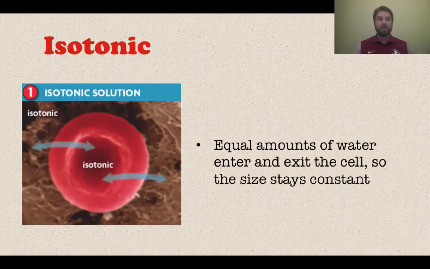Let's look at what we see with a red blood cell here. Isotonic would mean equal amounts of water are entering and exiting the cell. So the size of that cell is going to stay constant over a certain period of time. Water moving in, water moving out, no problems there.